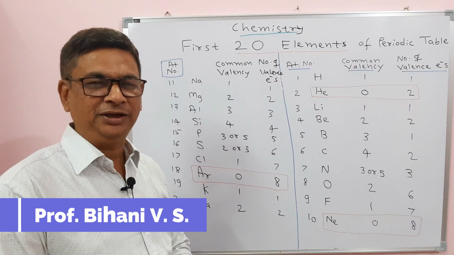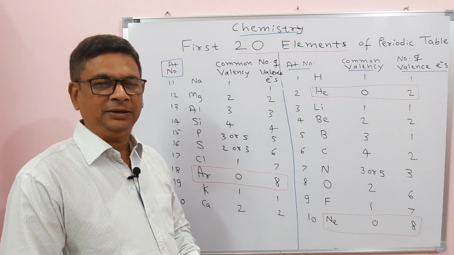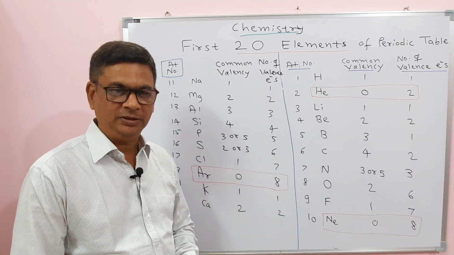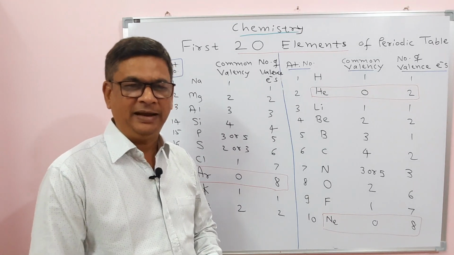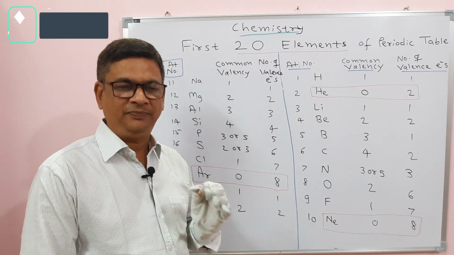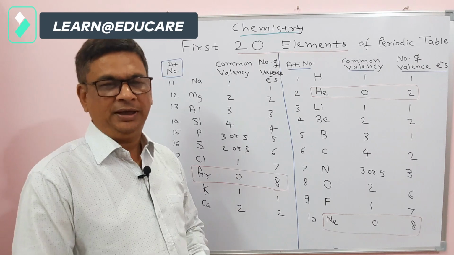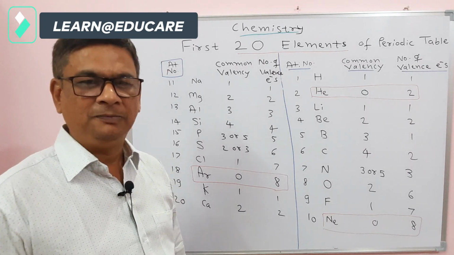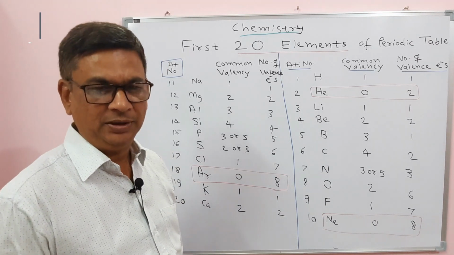This is Vinod Bihani and today we will see the first 20 elements of our modern periodic table. Perhaps you know, on this earth everything is chemical and the base for the chemicals is the elements we have in the modern periodic table. Every compound, every matter is made up, in its basic part, of an element or the atoms of that element.